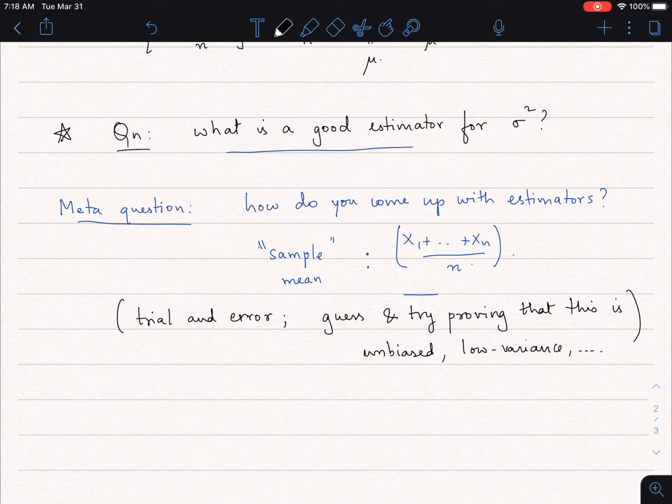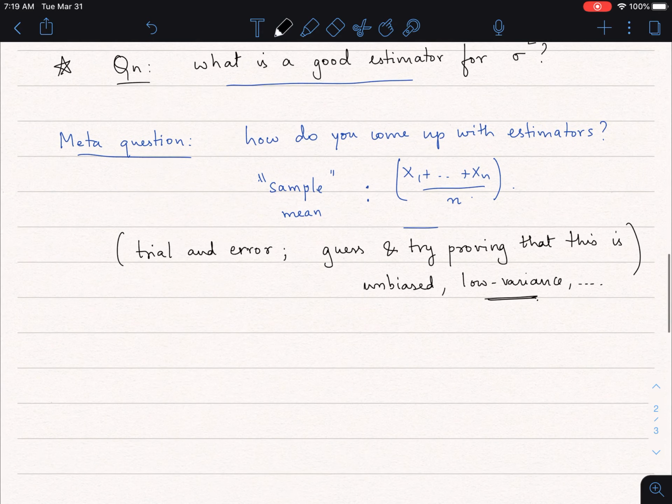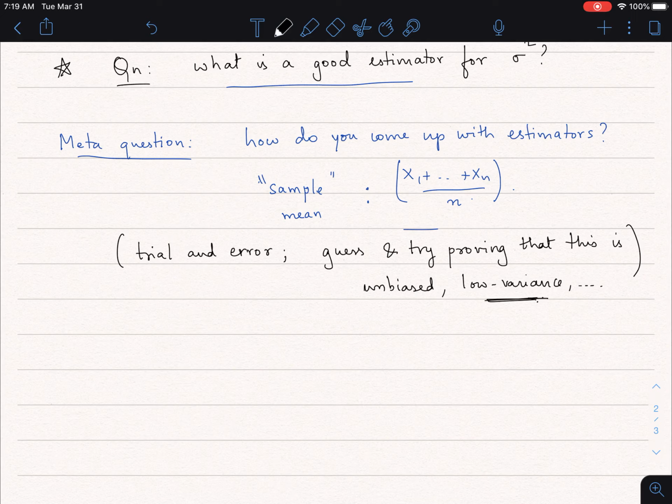Remember, we saw the notion of the variance of an estimator and the typical error of an estimator in the last lecture: low variance, low mean squared error. These are things that we saw last time. So the short answer is, usually you guess an estimator and you try proving that it is unbiased. Let's do this exercise for the case of the variance. What is a good estimator for sigma squared?